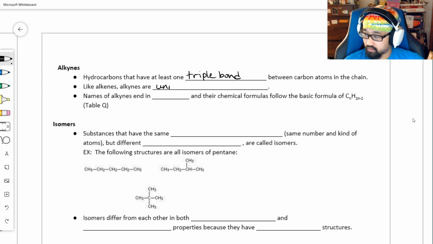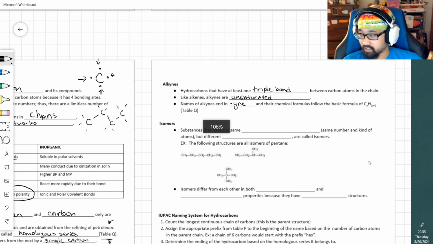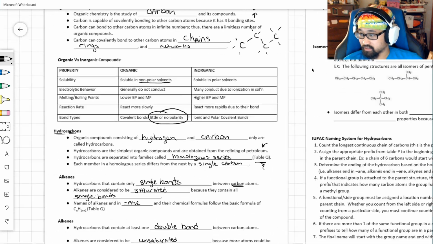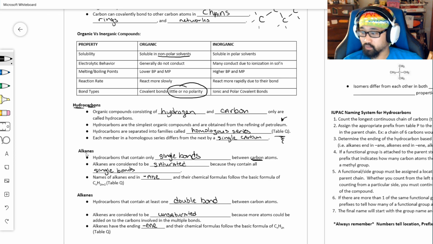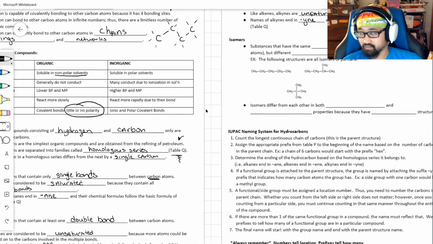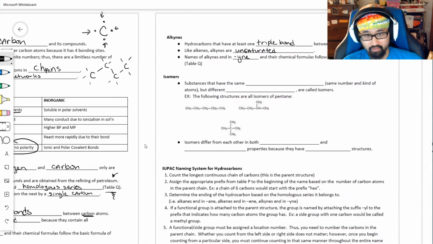They are also unsaturated, and their names will always end in -yne, Y-N-E. The nice thing about alkanes, alkenes, and alkynes is that they go in alphabetical order. A-N-E, E-N-E, Y-N-E. They go 1, 2, 3: saturated, unsaturated, and unsaturated. Right?